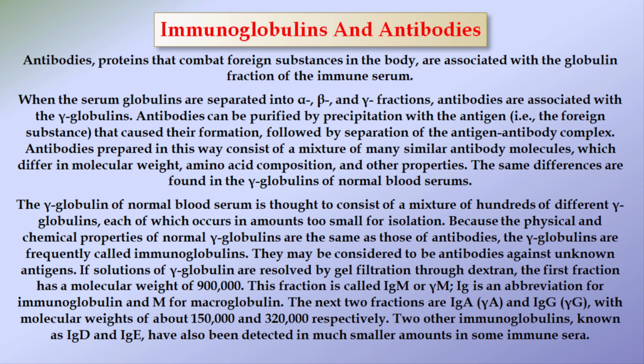The next two fractions are IgA, gamma A, and IgG, gamma G, with molecular weights of about 150,000 and 320,000 respectively. Two other immunoglobulins, known as IgD and IgE, have also been detected in much smaller amounts in some immune sera.